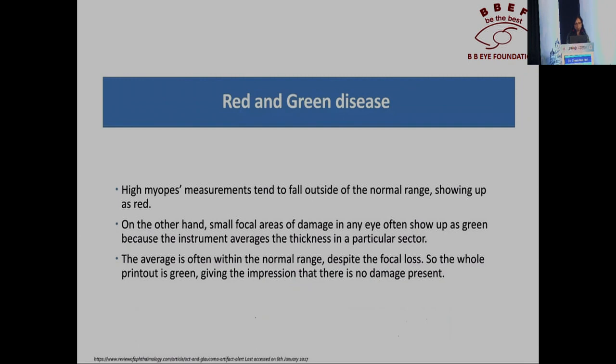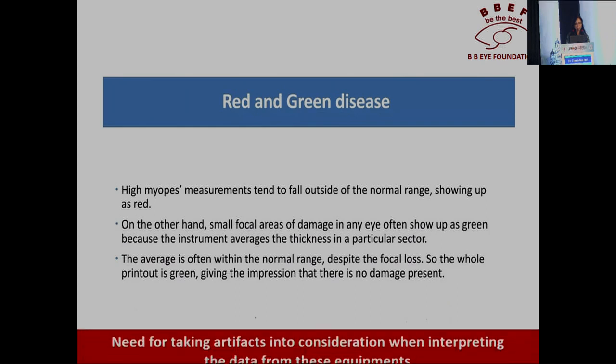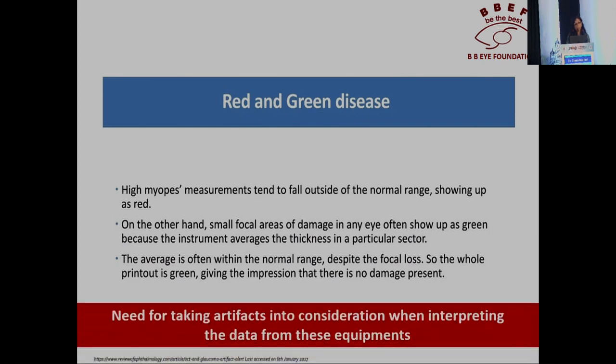So red and green disease: in high myopes, measurements tend to fall outside the normal range, showing up as red. On the other hand, small focal areas of damage in any eye often show up as green because the instrument averages the thickness in a particular sector. So there's a need for taking artifacts into consideration when interpreting the data from these equipments.